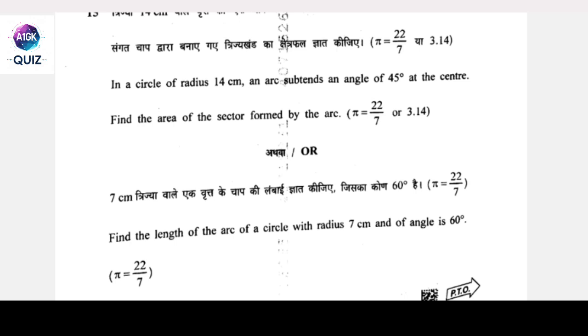In a circle of radius 14 cm, an arc subtends an angle of 45 degrees at the center. Find the area of the sector formed by the arc. Pi is equal to 22 by 7 or pi is equal to 3.14. Radius is 14 cm given, theta is given 45 degrees. Find the area of the sector. Using the formula, area of sector is theta by 360 into pi r square, we get the answer of the given sector area.